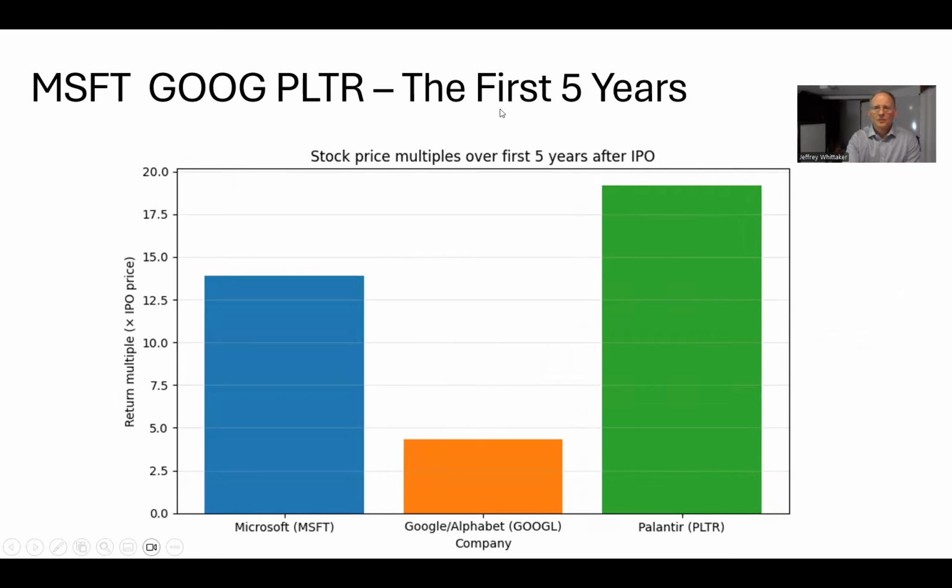All right, a little comparison of what kind of return you would have gotten by investing in Microsoft, Google, and Palantir in the first 5 years. Microsoft's first 5 years increased by about 13 and a half X, 13 times your money. Google looks like it's about 4 times your money in the first 5 years. Palantir, about 18 times your investment from when it first went public. So we have even faster growth than either of these two incredibly fast growing and successful companies.